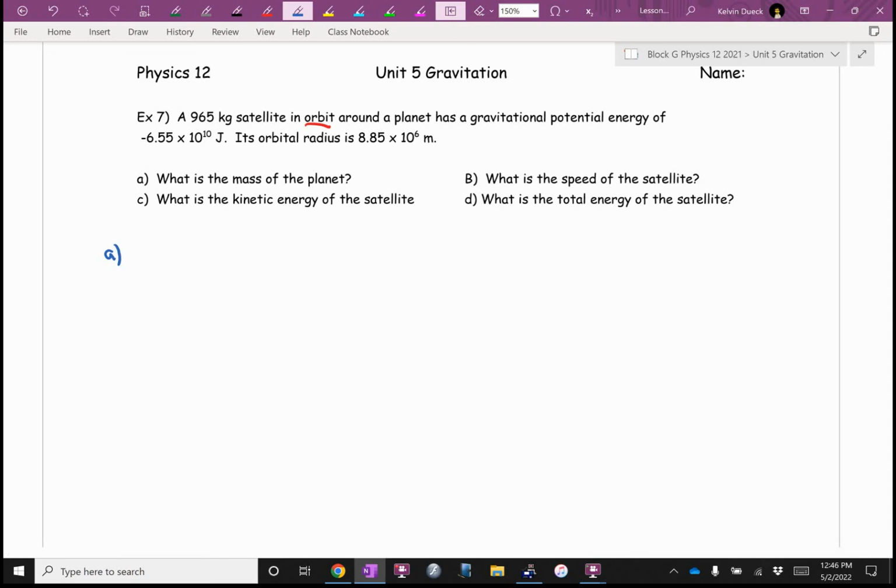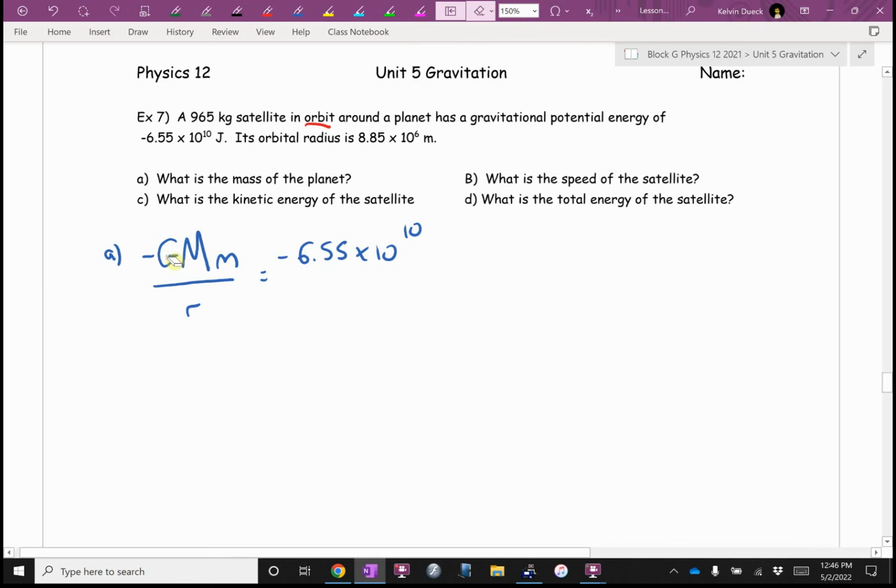Let's try writing out that. What's the equation for gravitational potential energy? The cosmic one. Negative big G, big M, little m over R. Apparently that equals negative 6.55 times 10 to the 10th. Can I get big M by itself here? Well, only if it's useful. Let's do a quick check. Do I know everything else? Kevin, do I know big G? Yeah, 6.67. Do I know little m? Do I know R? Oh!